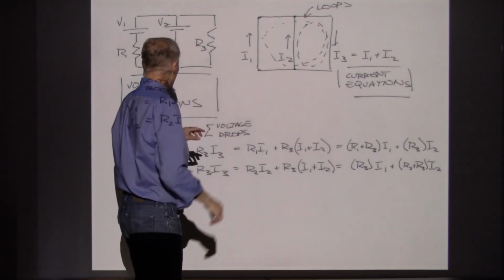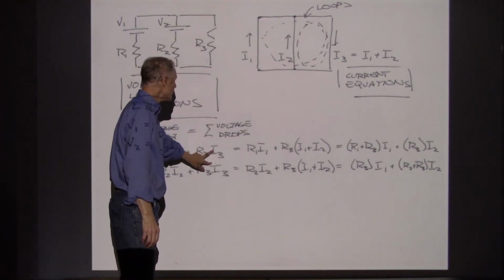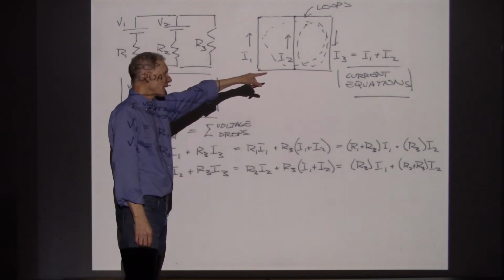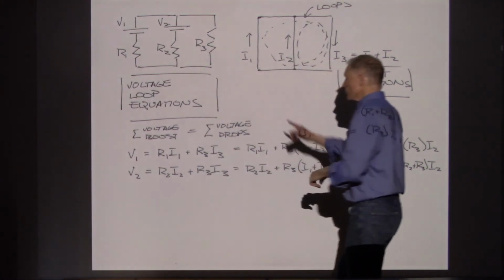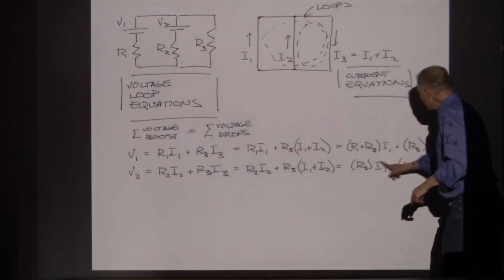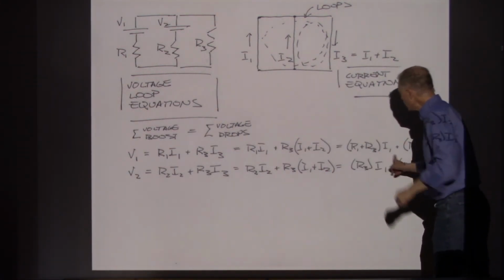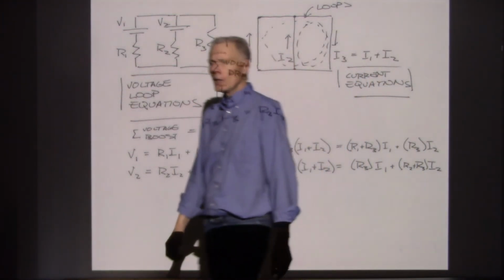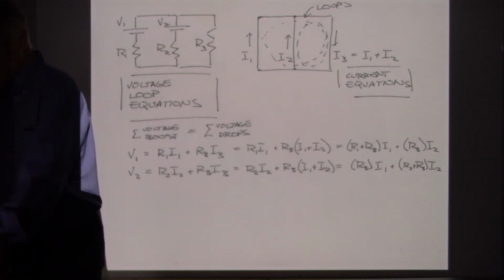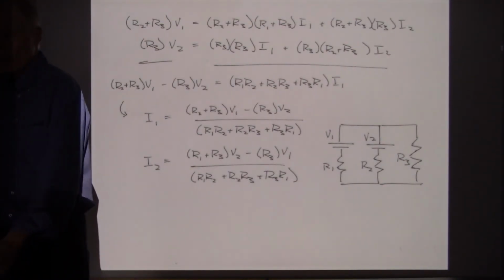I've removed I3 from my equations. I've also used that equation. So now I'm down to these 2 equations. V1 equals all this stuff at the end. V2 equals all the stuff at the end of this one. So 2 equations, 2 unknowns. That's better than 3 equations, 3 unknowns.